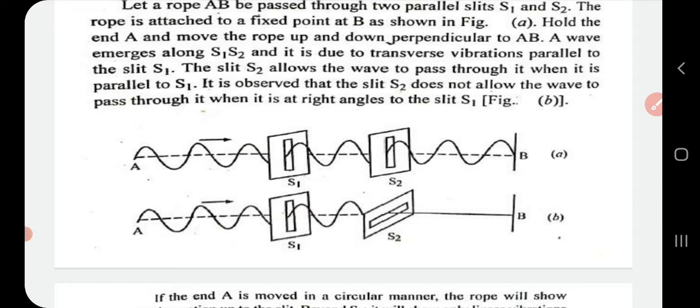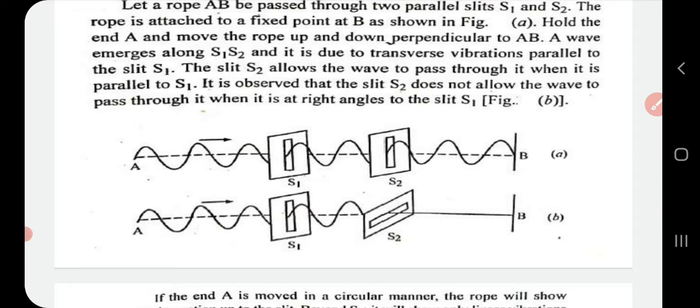Now these waves travel or propagate through the slits S1 and S2 only if S1 and S2 are parallel to each other as shown in figure A. But the waves will not propagate through S2 as shown in figure B if S1 and S2 are perpendicular to each other, which is shown in figure B.